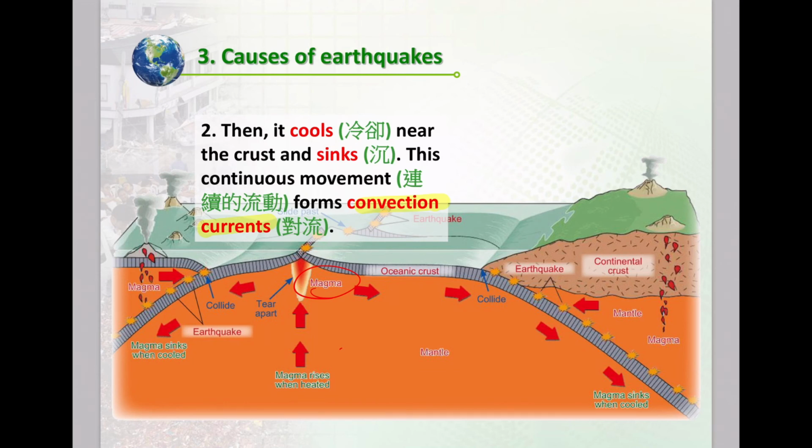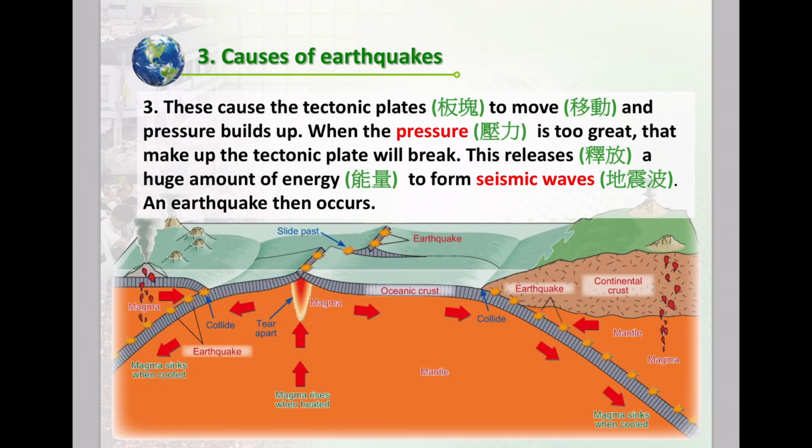So let me repeat. In here, because it's heated, it rises. When it cools here, it will sink. And these convection currents bring us to the occurrence of earthquakes. This causes the tectonic plates to move and the pressure builds up. When the pressure is too great, the tectonic plates will break. This releases a huge amount of energy to form seismic waves, and the earthquake occurs. So these explain the causes of earthquakes.